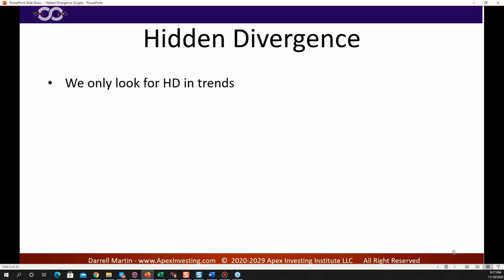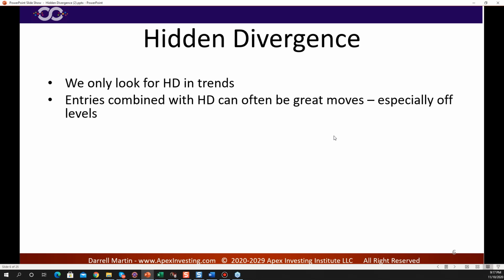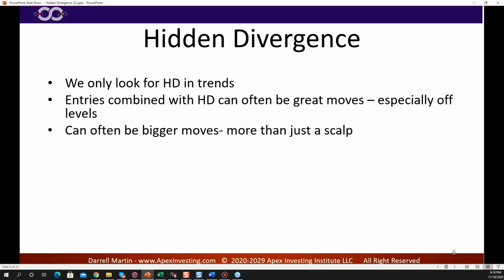We only look for HD, hidden divergence, in trending markets. Okay? This type of hidden divergence we're teaching you here is only for trending markets. If you start trying to look for this in choppy markets, coil chop markets, 2 to 3 bar chop markets, ranging markets, it'll screw you up because it's not meant for that. Okay? So one more time, we only look for and utilize hidden divergence in a trending market. And HD entries, combined with the sniper entries, can be great moves, especially off of levels, and they can be a little bit bigger moves, not just scalps.